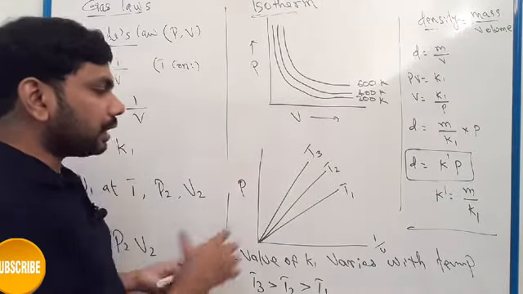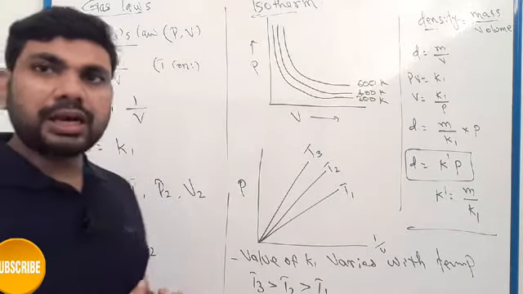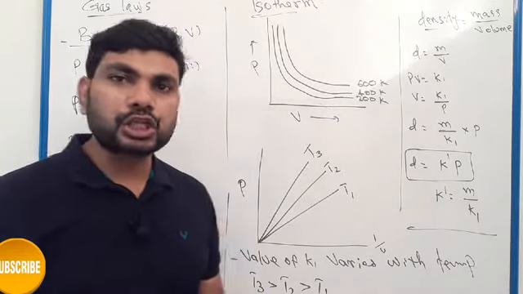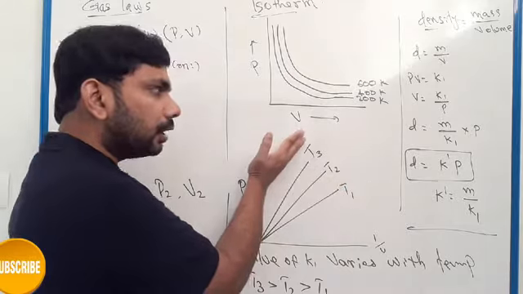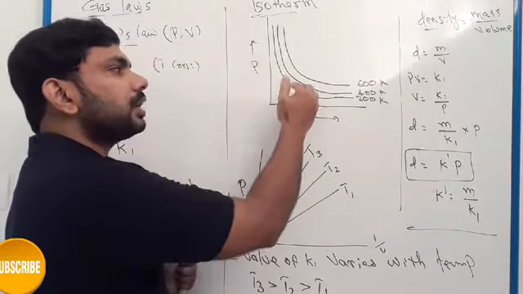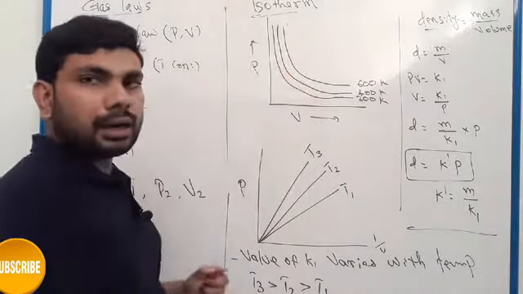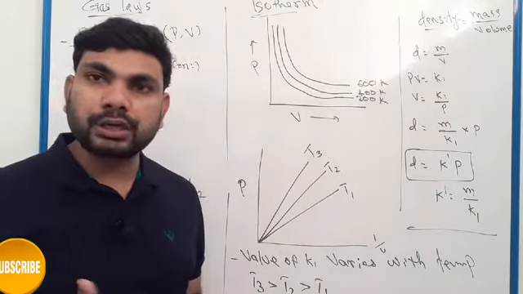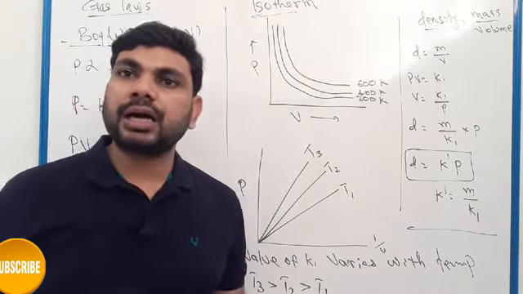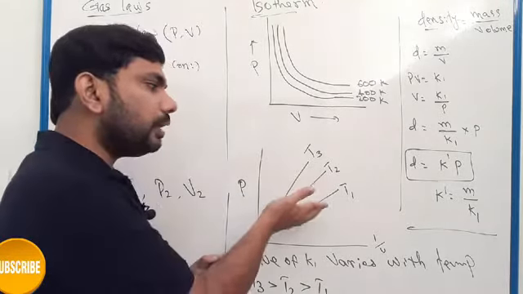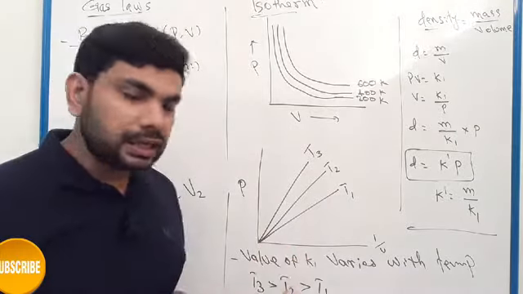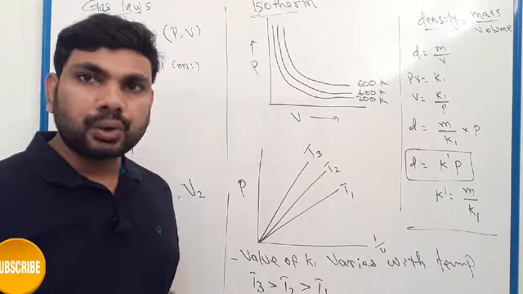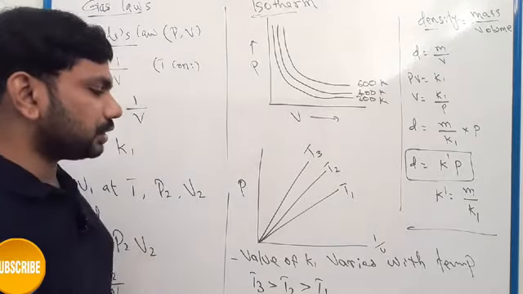Here there are three straight lines at three different temperatures. I told you, when you increase temperature, the line will shift upward. So here T1, T2, T3, which will be higher temperature? T3 will be higher temperature. At a higher temperature, the line will shift upward. So you can say T3 is higher than T2, which is higher than T1.